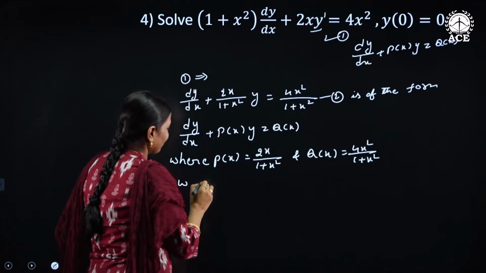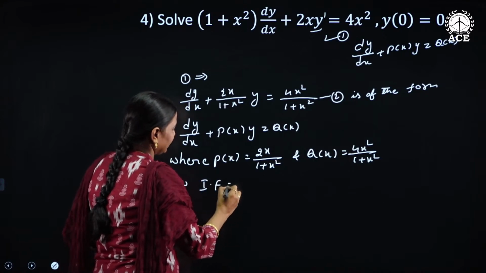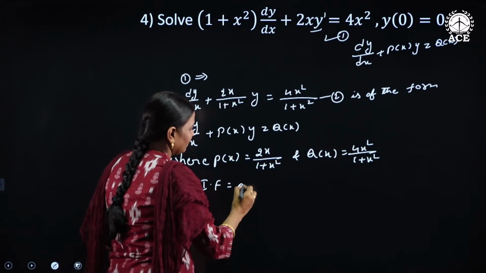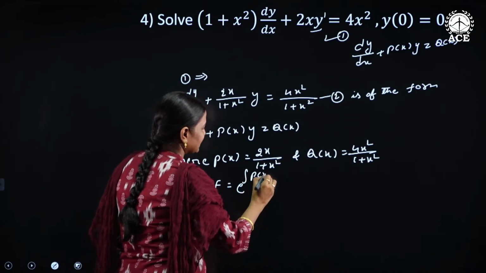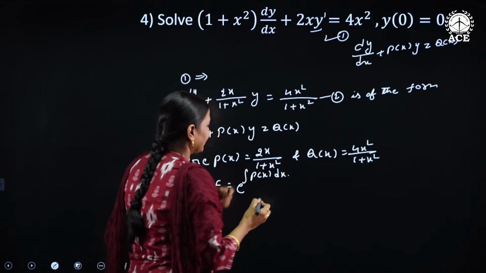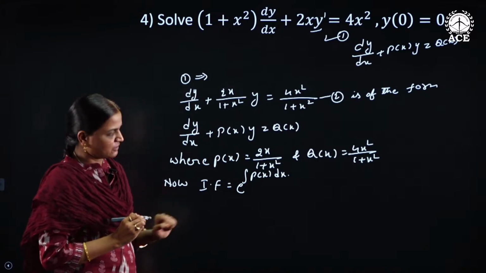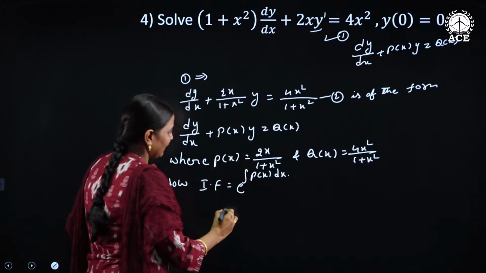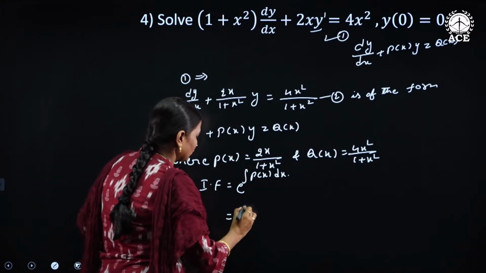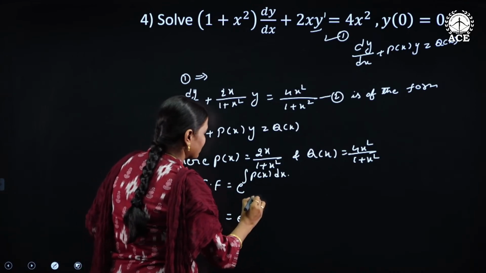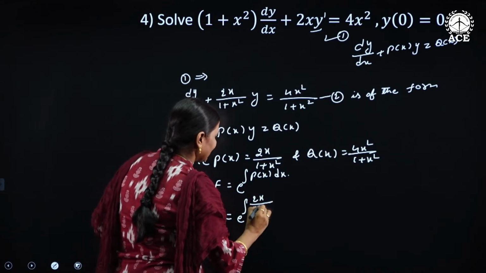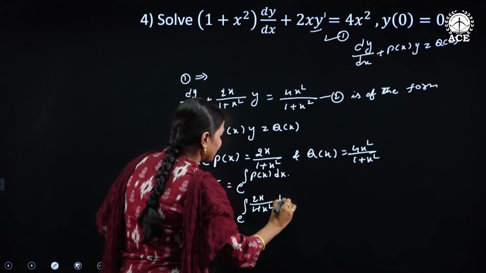Now, what is the integrating factor? Integrating factor is equal to e to the power integral p of x dx. From the standard form, we know what p of x is. p of x is 2x by 1 plus x square. So it is e to the power integral 2x by 1 plus x square into dx.